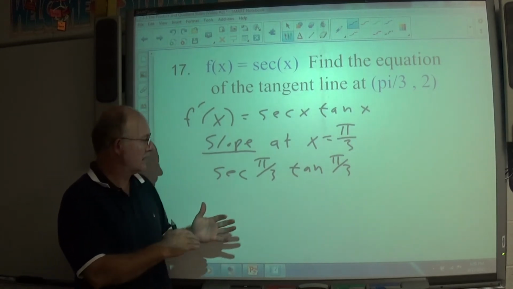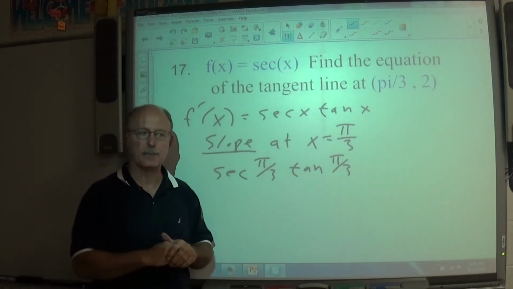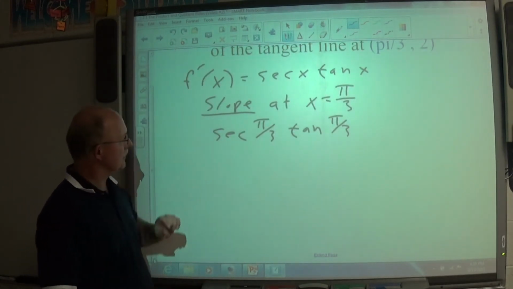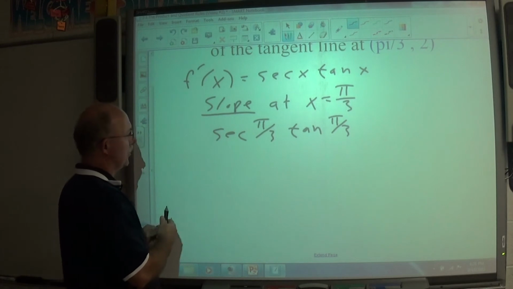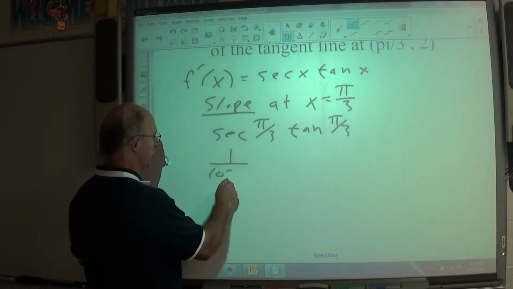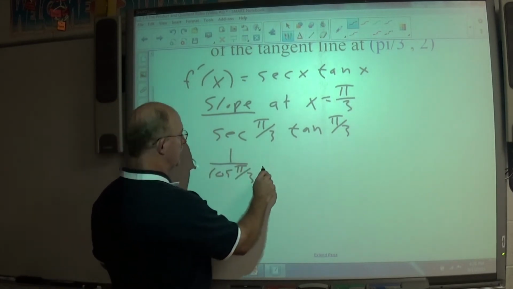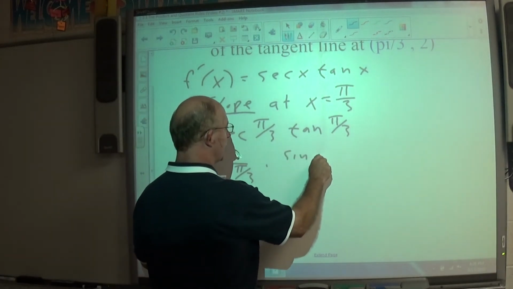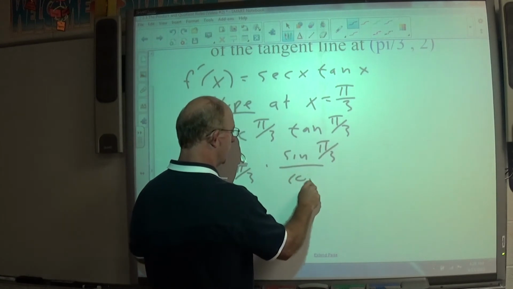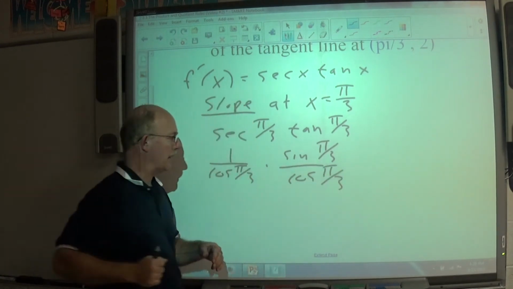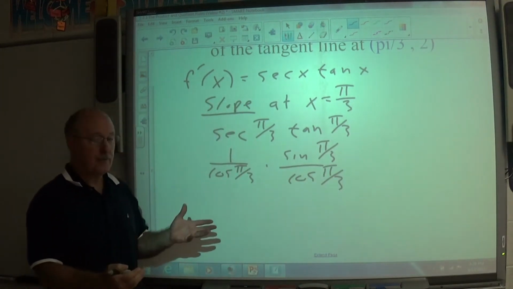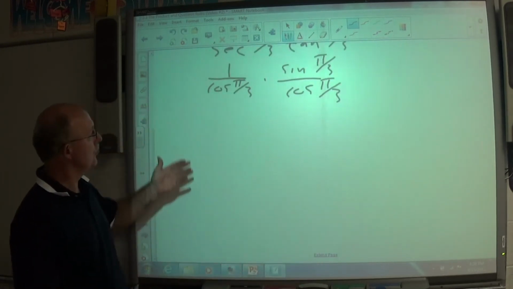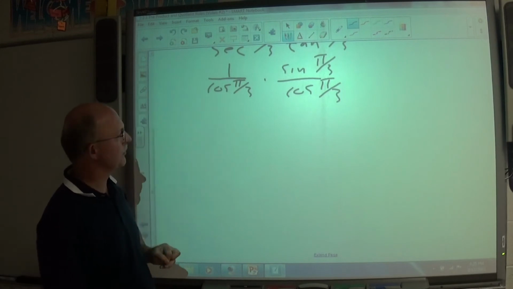Now, first of all, when I do secant and tangent, I'm going to rewrite these in terms of sine and cosine. It's a little bit easier to work with, so I'm going to do secant pi over 3 first. Now, secant is 1 over cosine, so it'll be 1 over cosine pi over 3 times. Now, tangent is sine over cosine, so this will be sine pi over 3 over cosine pi over 3.